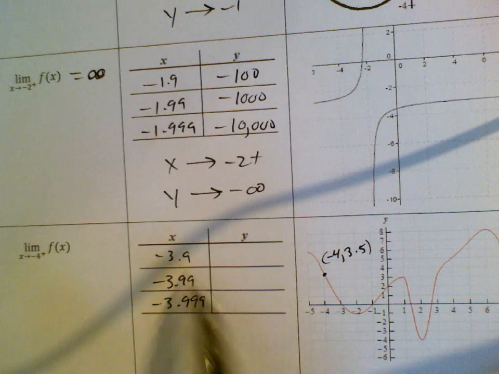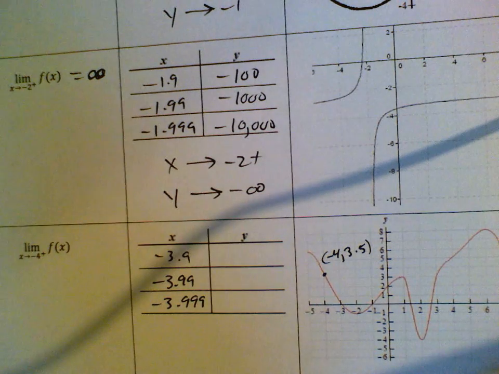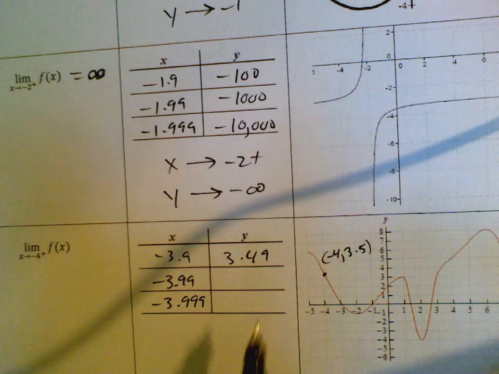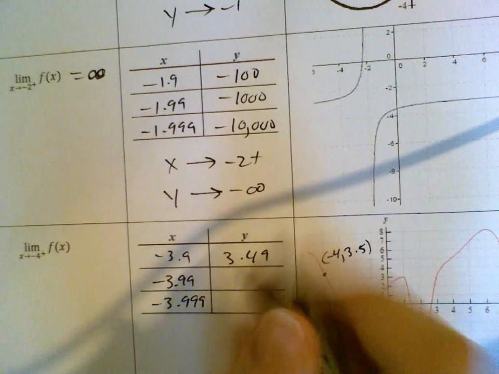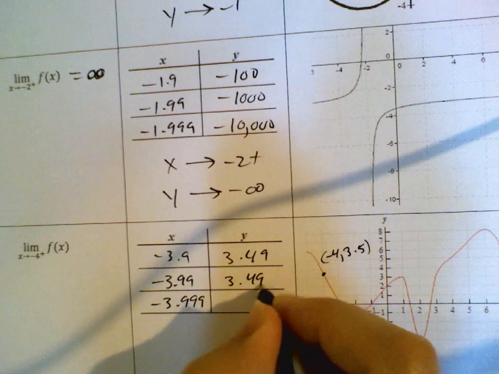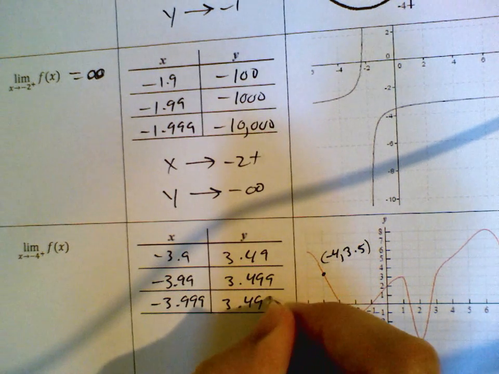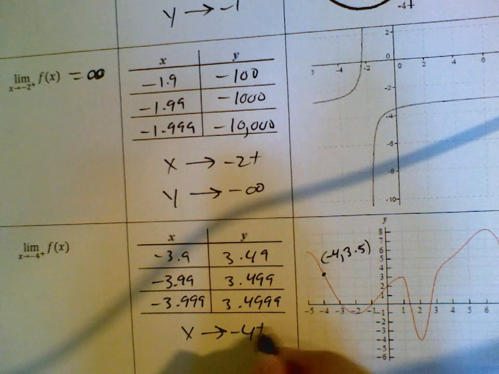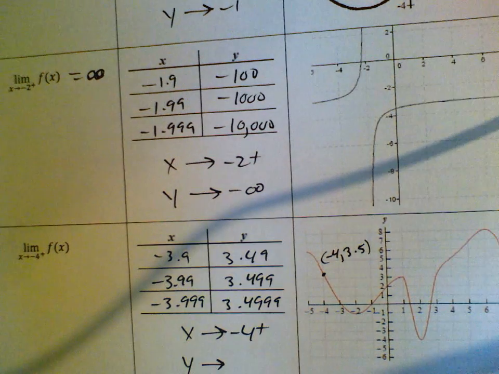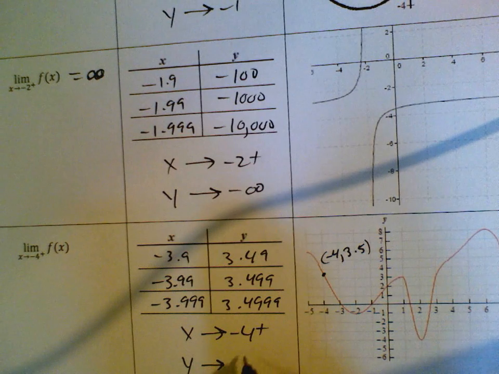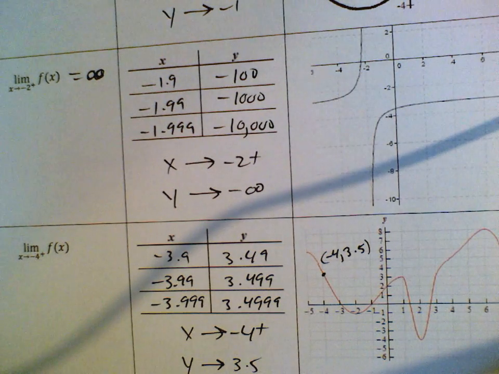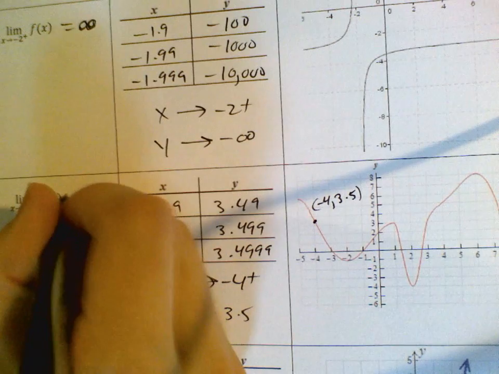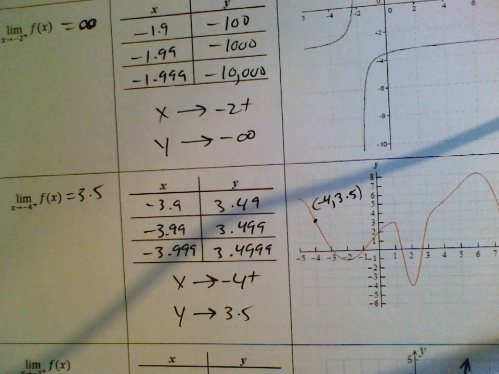So at -3.9, my y value is going to be pretty close to 3.5. So I'll say 3.49. It's pretty close. And it's just going to get closer for these other ones. So I'll say 3.499, 3.4999. So as x approaches -4 from the right, the y's are getting closer and closer to the value 3.5, but we will never pass that value. So the limit here is 3.5.